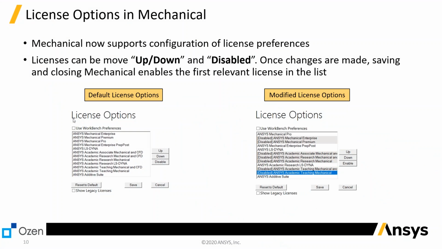One of the newer features is that now you can control your license, what you want to use, what's going to be your main license. Basically, you can use the up and down buttons here to move your preferred license, and then you can enable or disable the rest based on your preference. Once you restart Mechanical, whatever setup you made will be your default unless you change it later.